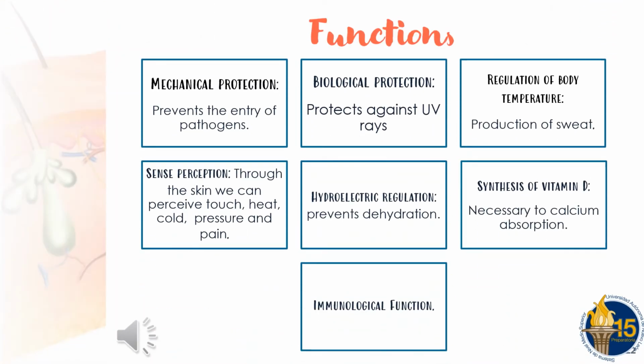The integumentary system has a lot of functions. Most of them are related with protection. For example, mechanical protection. That means that it protects us from the entry of pathogens. Then biological protection, because it produces different types of cells that help us to protect from the UV rays. Also, it is in charge of the regulation of body temperature by producing sweat.